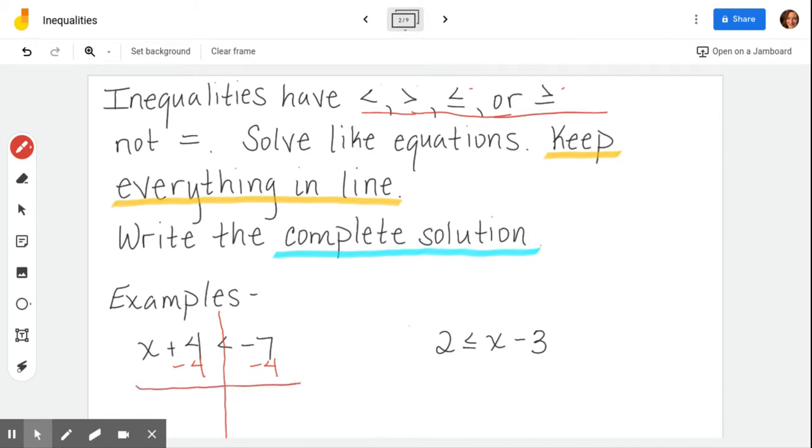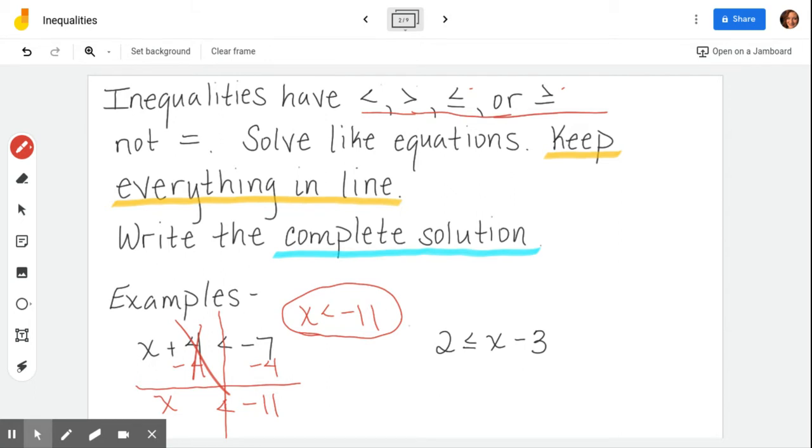Now go straight down your columns. So on the left, I still have an x. Plus 4 minus 4, they cancel out. That's the whole reason why we did that. Bring my inequality symbol down. And then on the right, a -7 and a -4. If I owe 7 and now I owe 4 more, altogether I owe 11. So my solution is that whole three-part thing right there. x is less than -11. It means anything that's smaller than -11 would work when you plug it into this inequality.